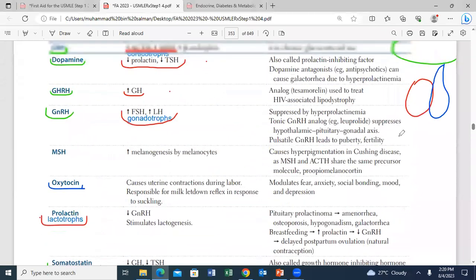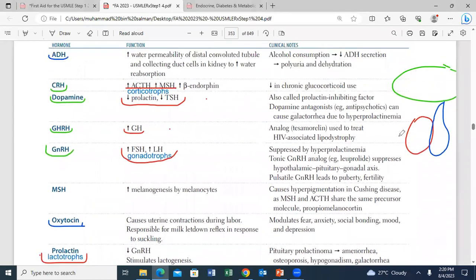The cells which are producing FSH and LH are called the gonadotrophs. The cells which are producing the ACTH are called the corticotrophs, and the cells which are producing prolactin are called lactotrophs. You must know about this. They may test this in any kind of MCQ.